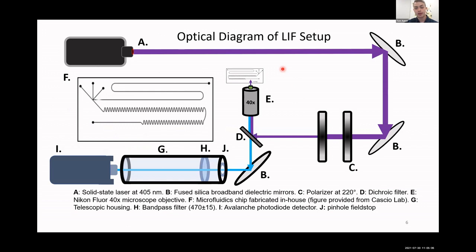So here's the diagram of our actual setup. We're going to have an ultraviolet laser that will get reflected onto our sample via a 40 times microscope objective lens. And then it will go through a dichroic filter to make sure that we only get our emitted light. And then we'll go into our photodiode detector.